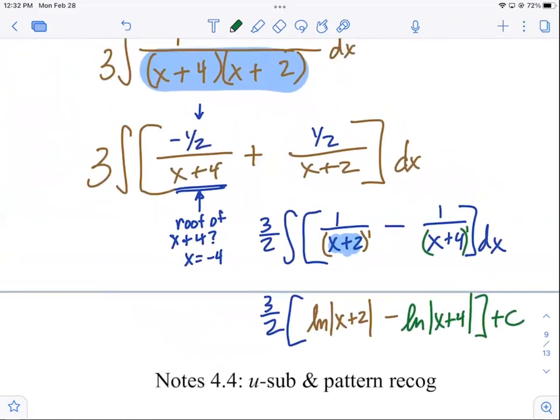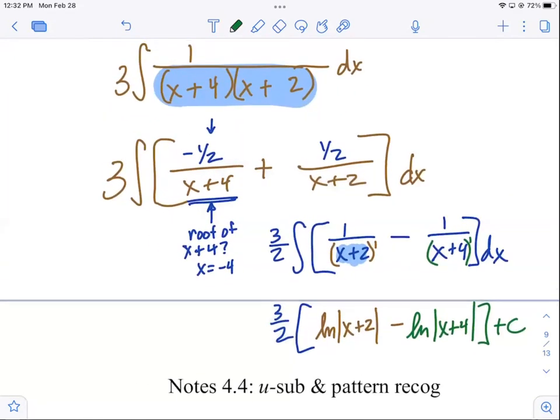The 1/2 came from the numerator up here. They both had a 1/2, so I just factored the 1/2 out front. And then I flipped the terms around because I don't like the negative leading in the front. So that's called, we'll do some more later on, but that's called partial fraction decomposition.